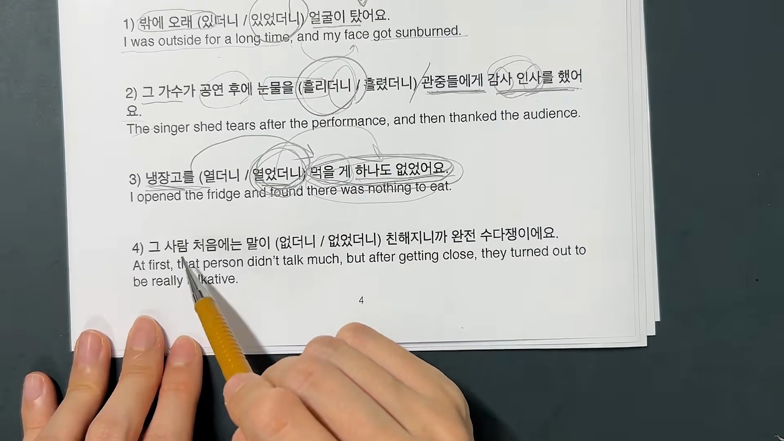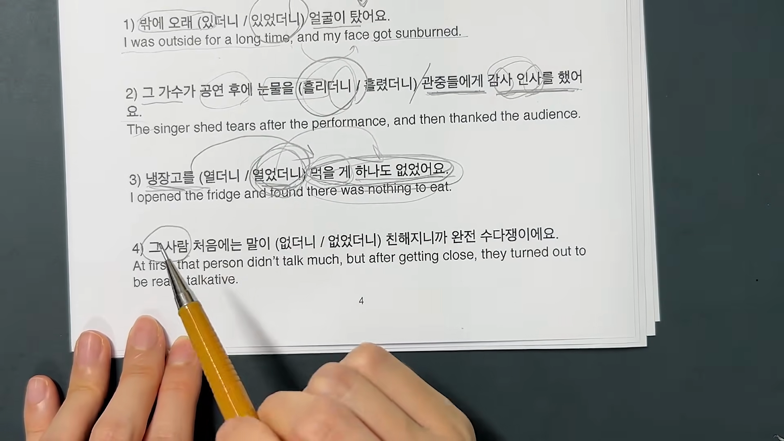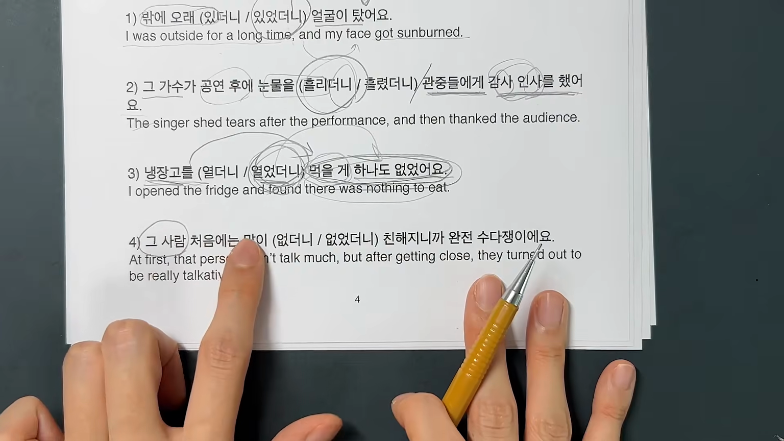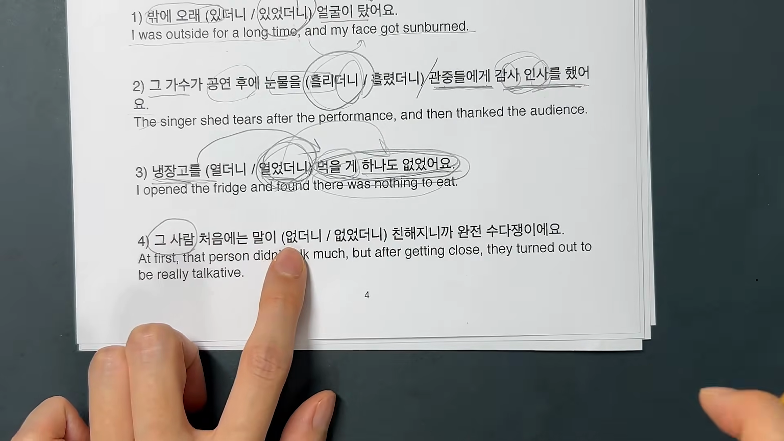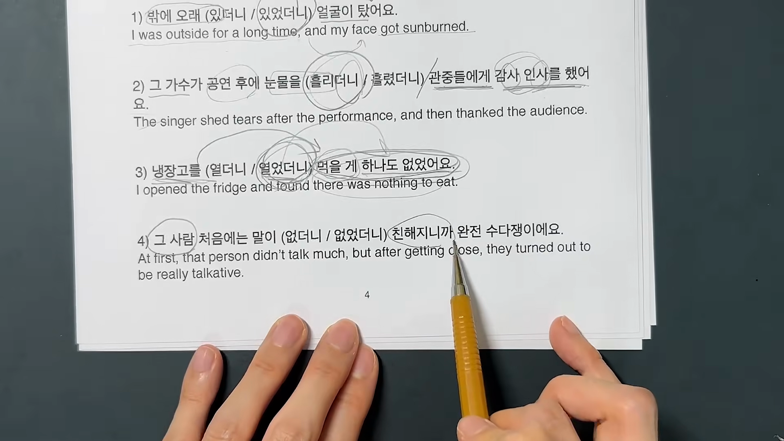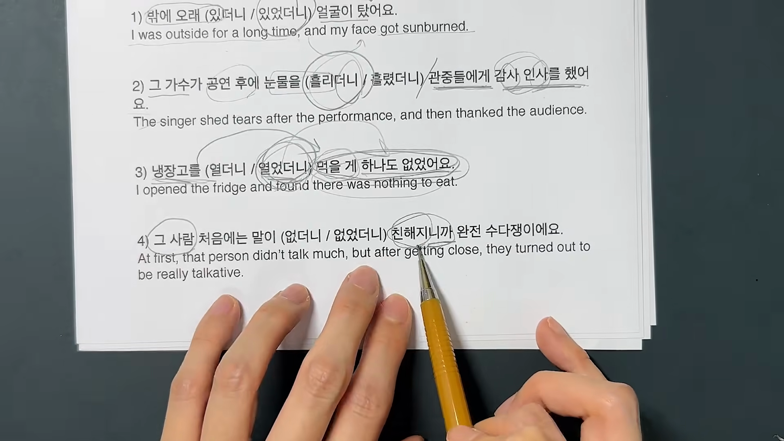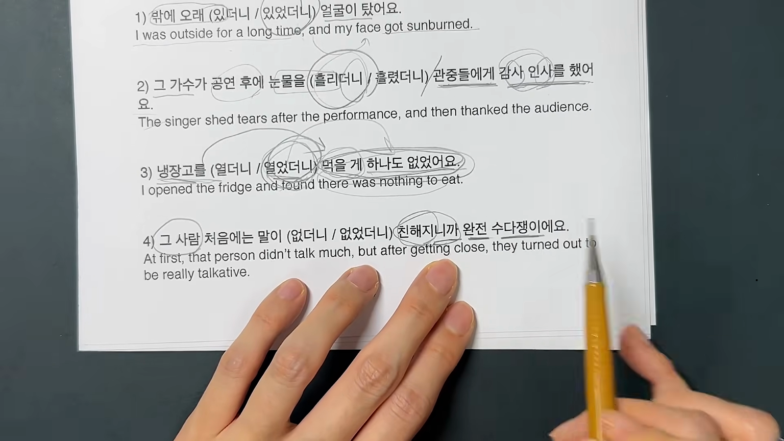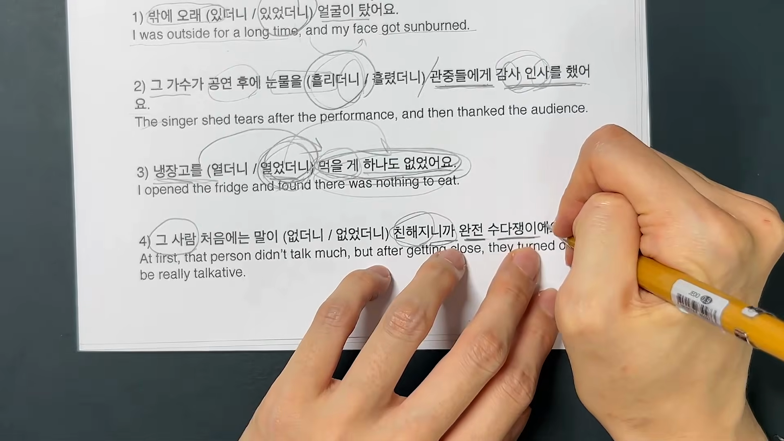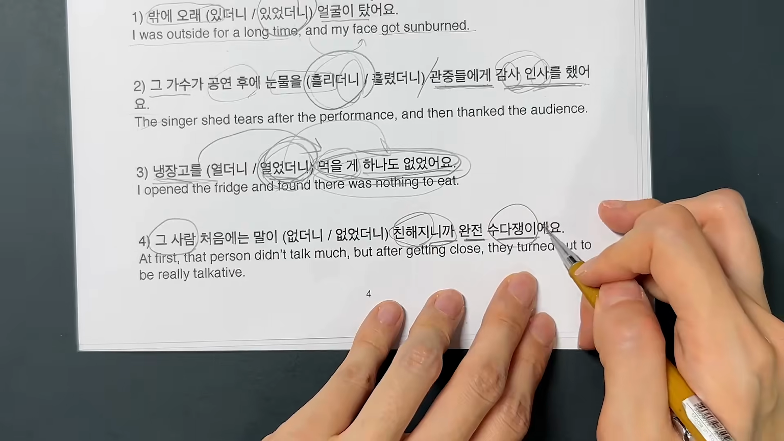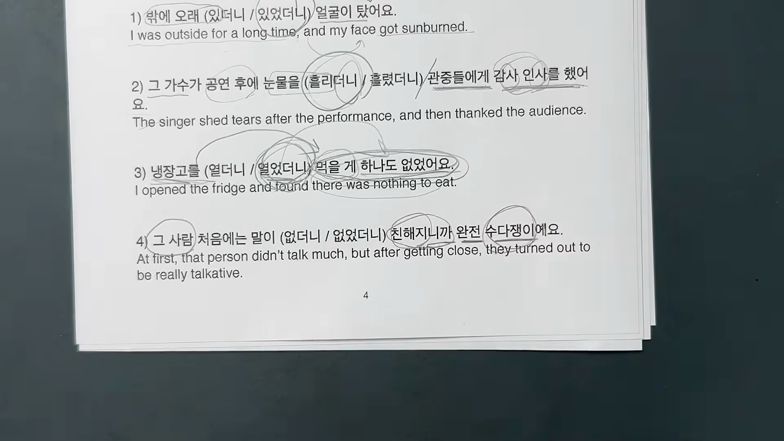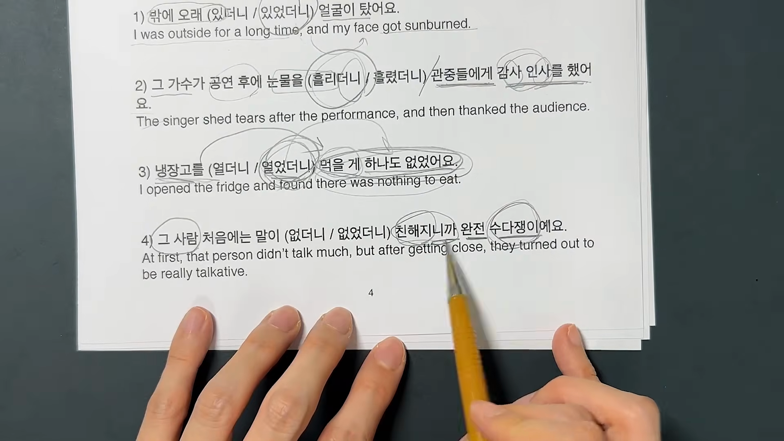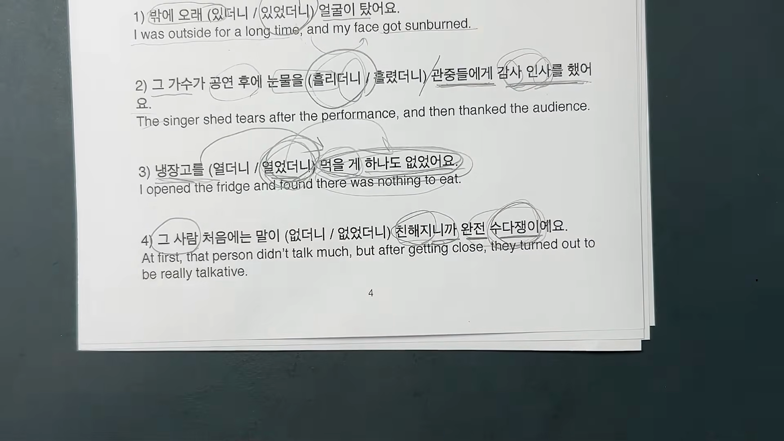How about this one? 그 사람, so this is also about the third person. 그 사람 처음에는, at first, 말이 없다, didn't talk much. 친해지니까, after getting close with that person, I discovered he's a complete 완전 수다쟁이. Sorry, it has to be 수다쟁이예요. It's a typo here, but 수다쟁이 is a noun that means someone very talkative. So 친해지니까, you discovered that this person is actually very talkative.